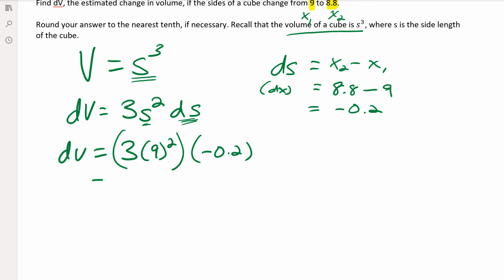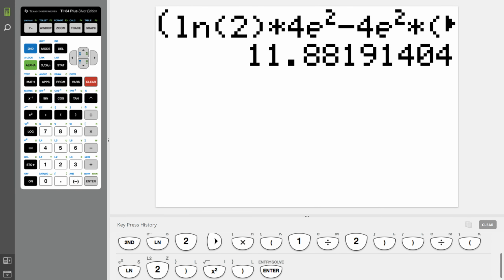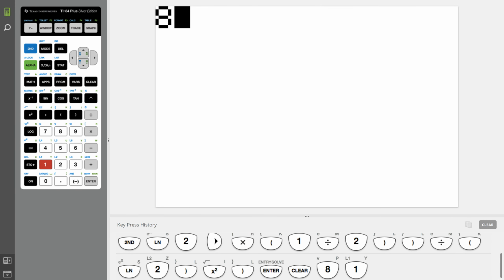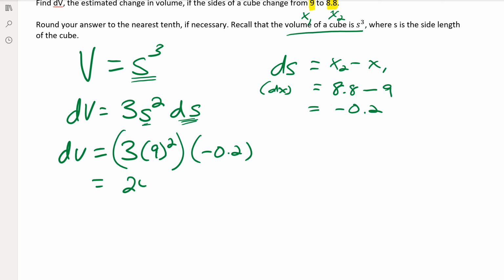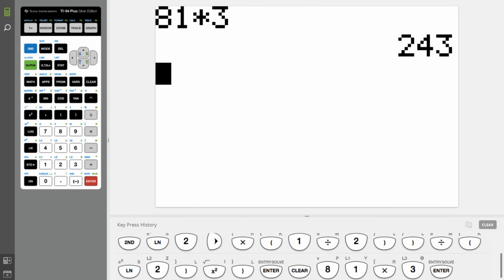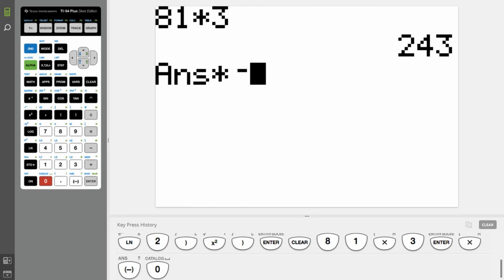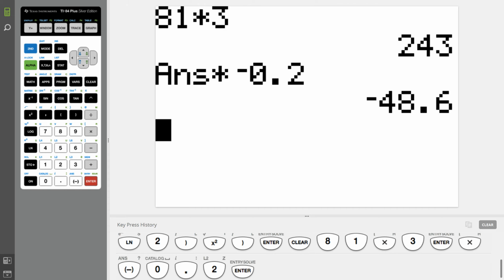All right, let's see what that is. 9 squared is 81. I'm going to go to my calculator and take 81 times 3, which gives us 243. So it's 243 times a negative 0.2. Remember, we're multiplying here. That gives us a negative 48.6.